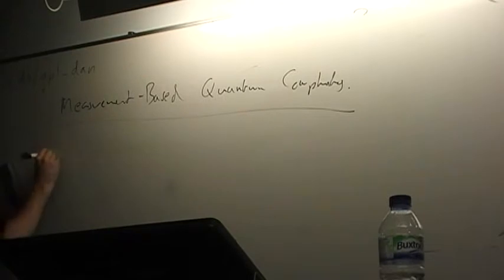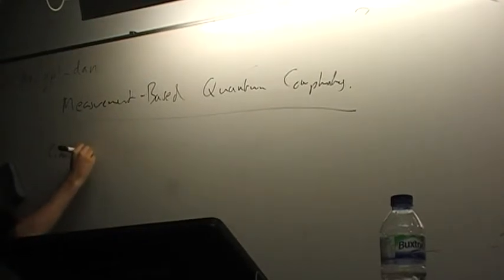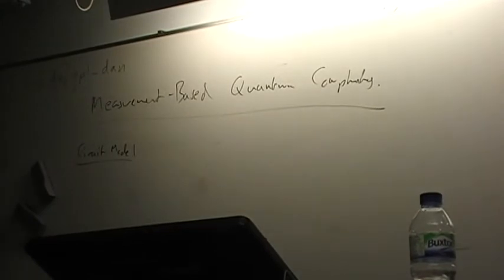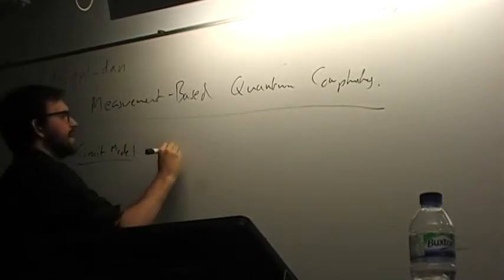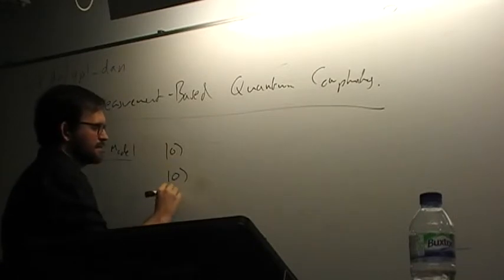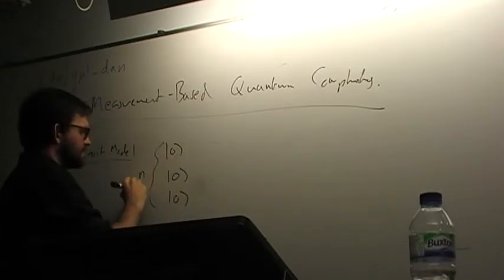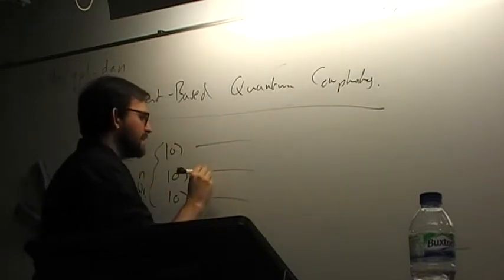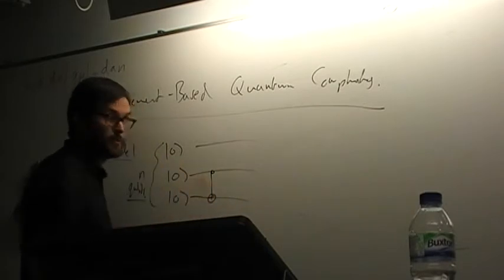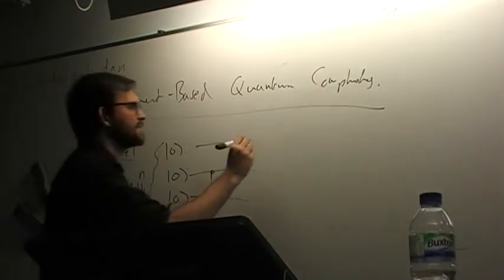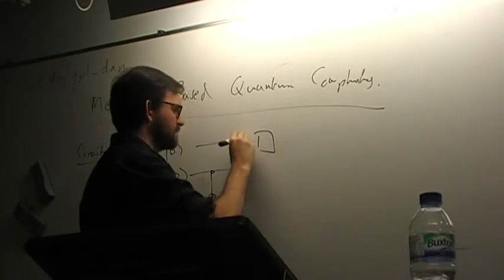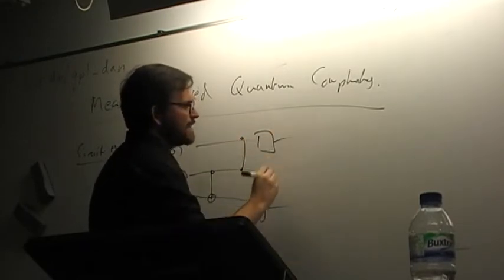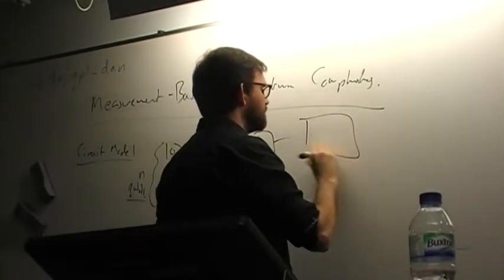When we first learn about quantum computing, we normally learn about the circuit model. The circuit model is a very natural way to describe a quantum computer. You imagine you have a set of qubits. You have n qubits prepared in some initial state, maybe the zero state. And then we perform a sequence of unitary gates on these qubits. And then at the end of the computation, we measure the qubits.